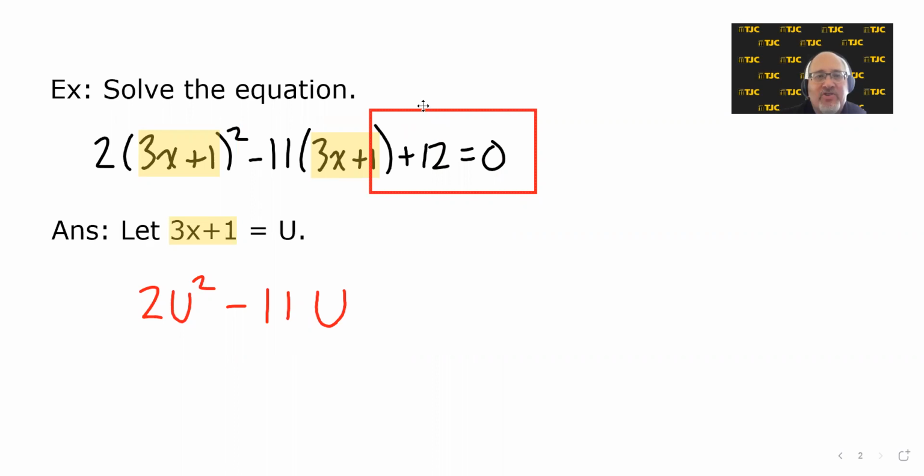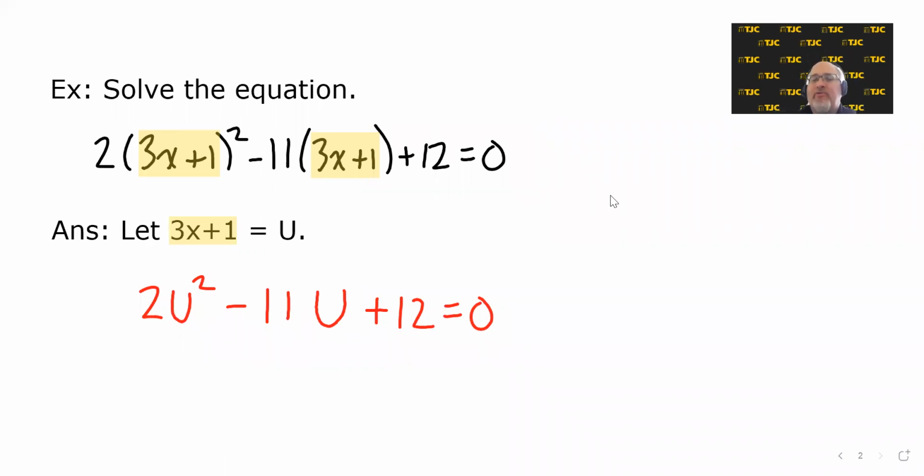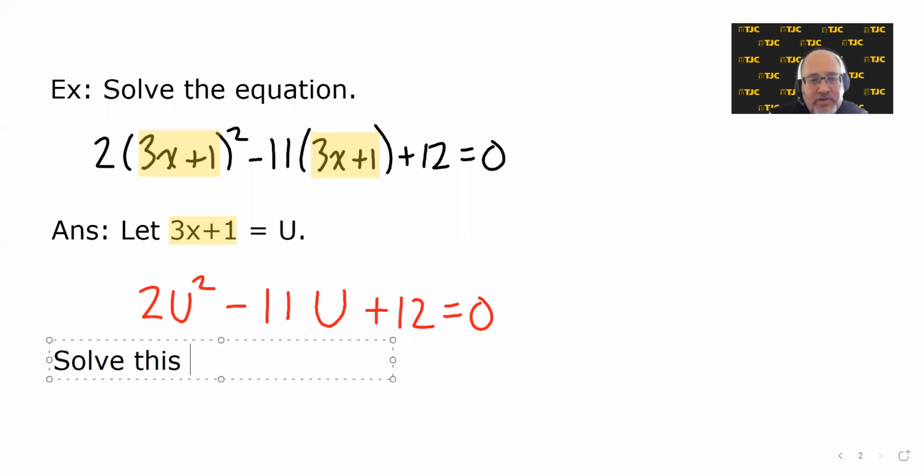And the rest of the equation stays the same. Plus 12 is equal to 0. And if you'll notice at this point, what we have written in red is now a quadratic equation in terms of u. And now we can solve this. How? Solve this using the technique of your choice.